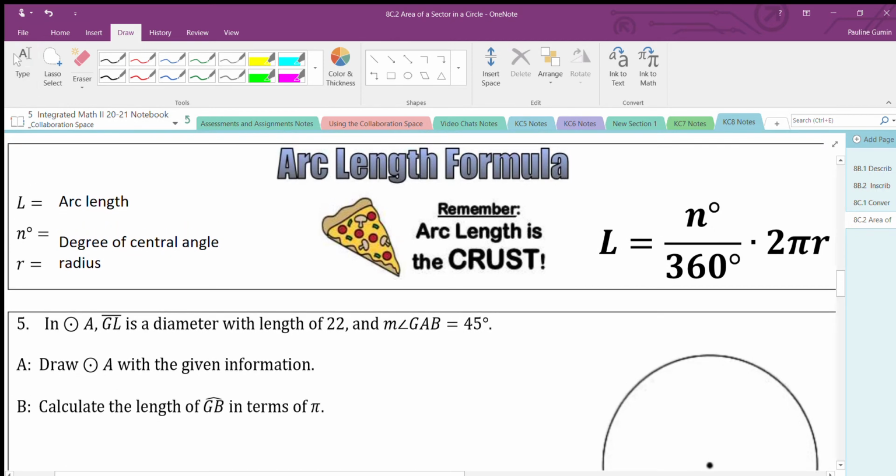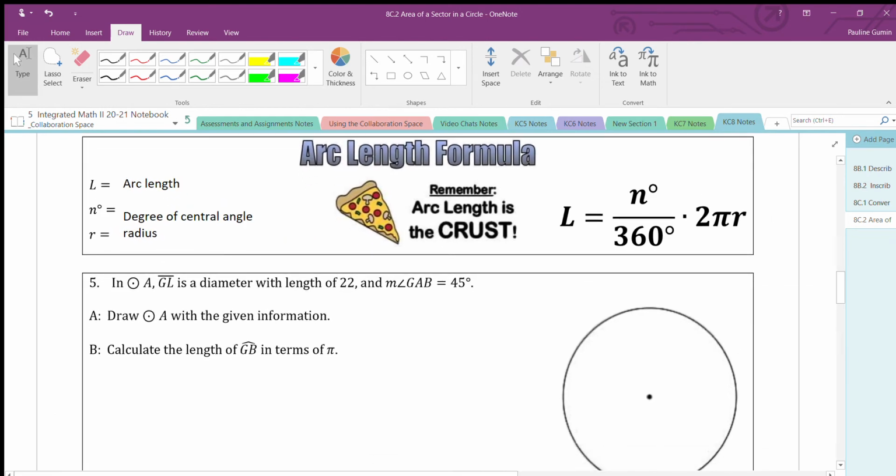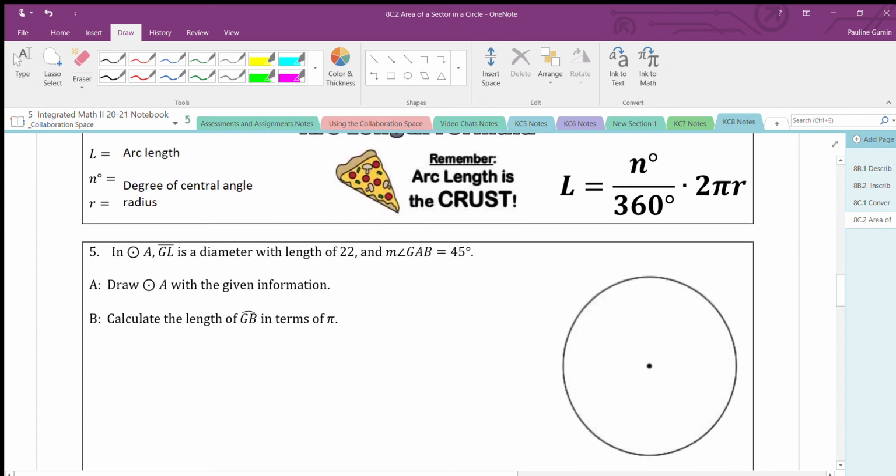And of course, pizza. I always think about pizza when we do circles. In this formula, L is our arc length, N is the degree of the central angle, and R is our radius. When we're looking at circles, R is always going to be our radius. Okay, so let's see what number 5 gives us.